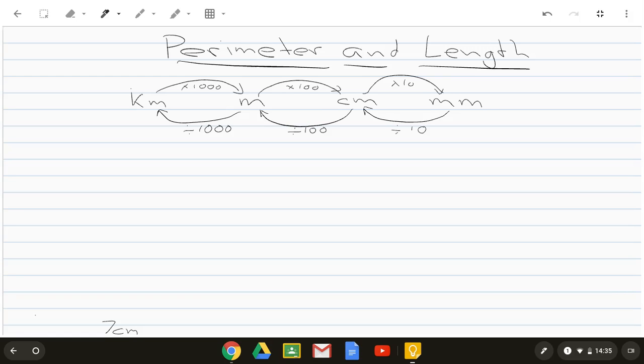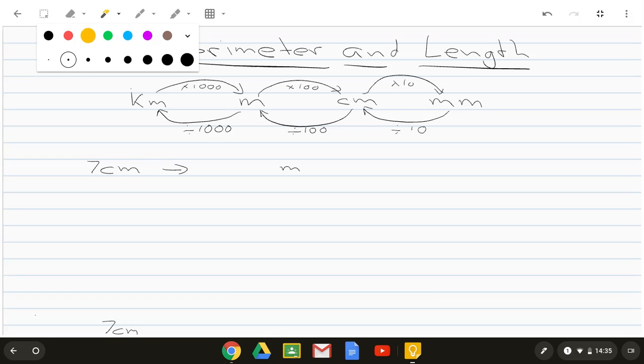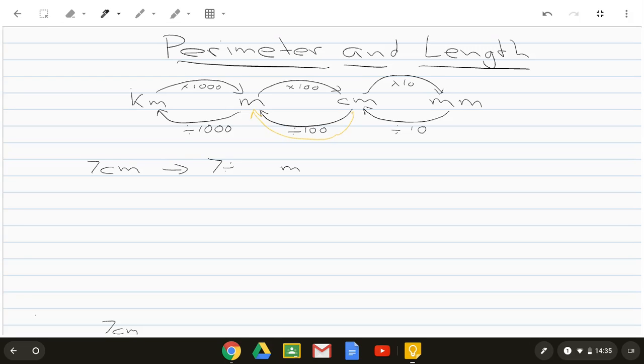So let's see what happens here. If I have 7 centimeters and I want to convert that answer to meters, let me just change pen here. If I'm going from centimeters to meters, that's the direction of my arrow, I need to divide by 100. So I take the 7 and divide it by 100 and I get my answer in meters. So 7 divided by 100 is 0.07 and my answer is in meters.